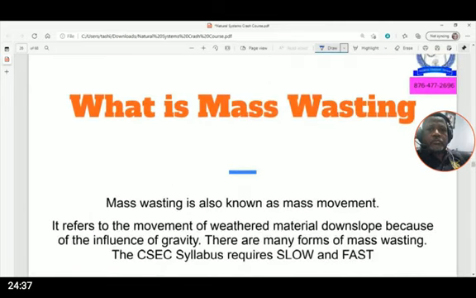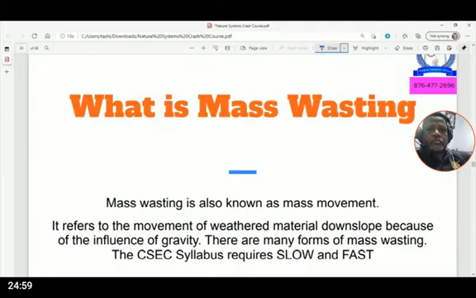So mass movement. Mass movement is also called mass wasting. Mass in this particular case means a lot. It means that a lot of movement is taking place. So mass wasting is also known as mass movement. It refers to the movement of the weathered material.